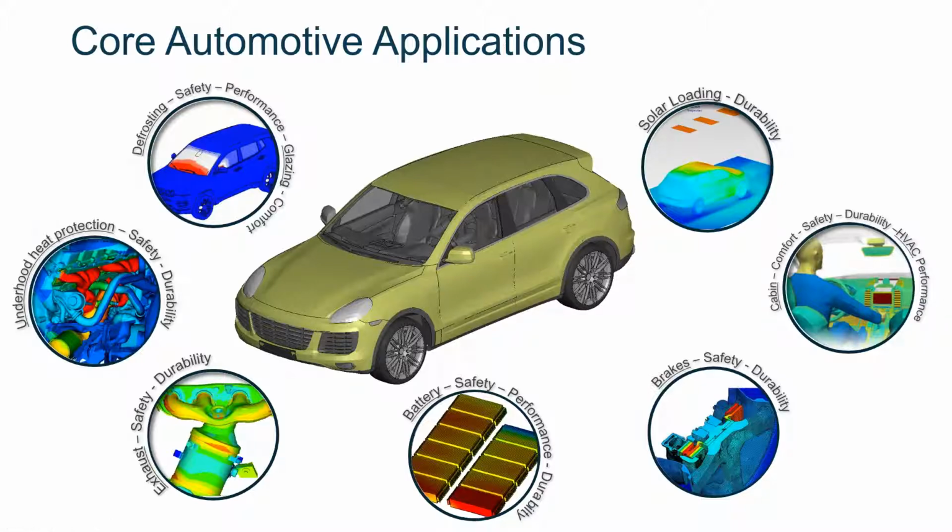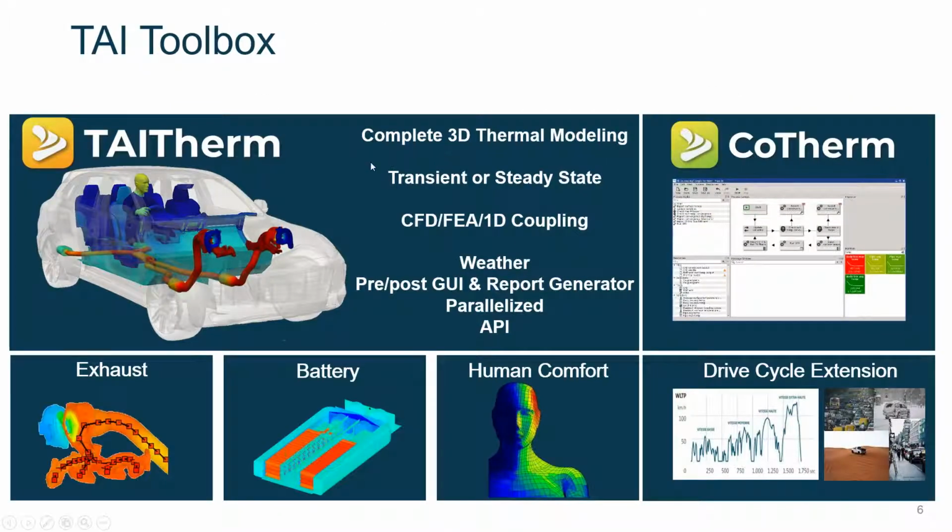And at TAI, we have a number of tools to work on those. As you may know, we have TAITherm, our main product, a 3D thermal solver. We have a number of dedicated extensions for specific physics, such as the exhaust, the battery, or the human model. And we have an external tool called CoTherm for coupling and automation. CoTherm also has its own extension called Drive Cycle, which is there to do simulations of long duty cycles.